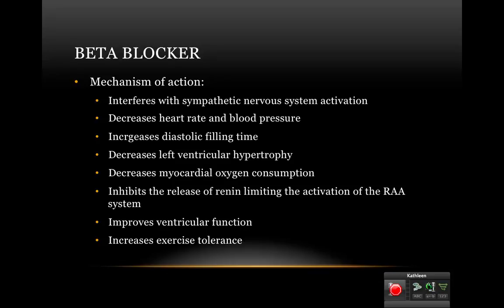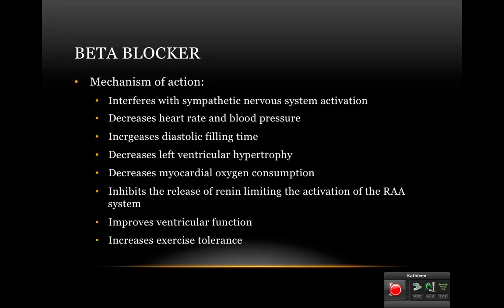So beta blockers, they interfere with sympathetic nervous system activation. They decrease heart rate and blood pressure, increase diastolic filling, decrease left ventricular hypertrophy, decrease myocardial oxygen consumption, inhibit the release of renin, limiting the activation of the renin, angiotensin, aldosterone system.